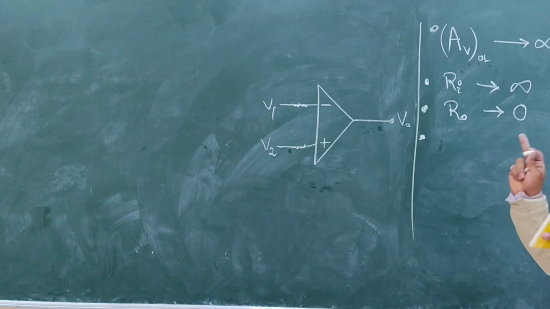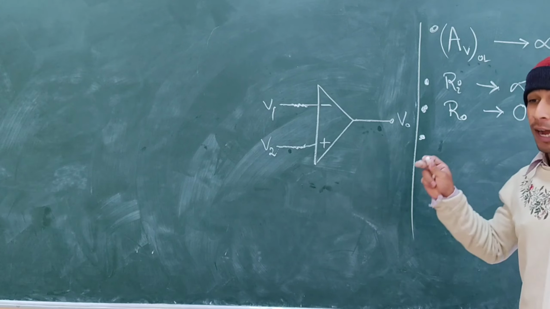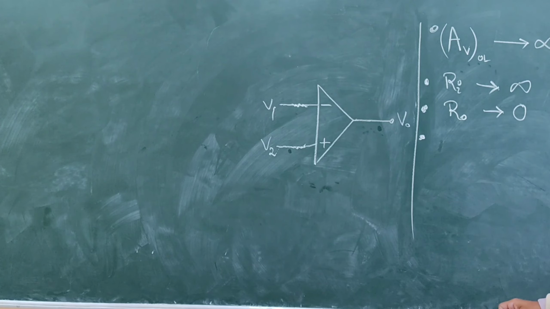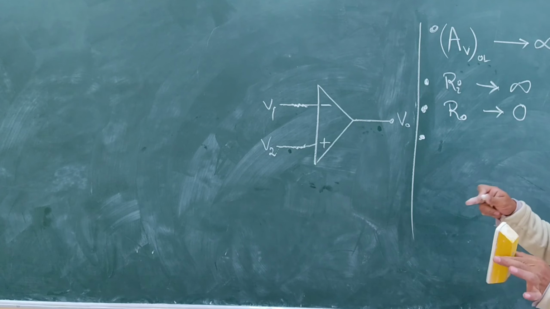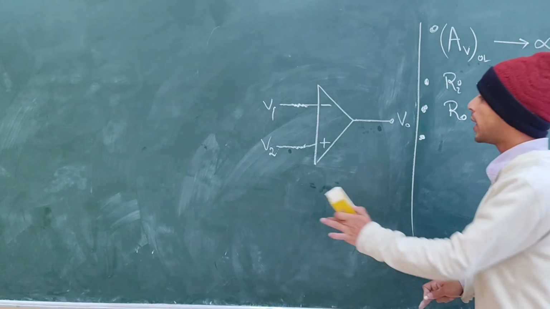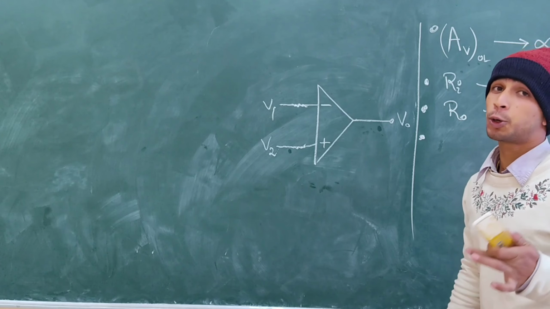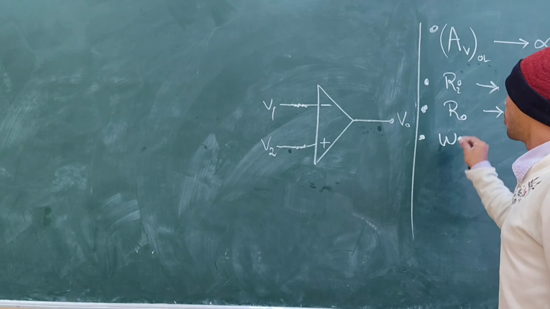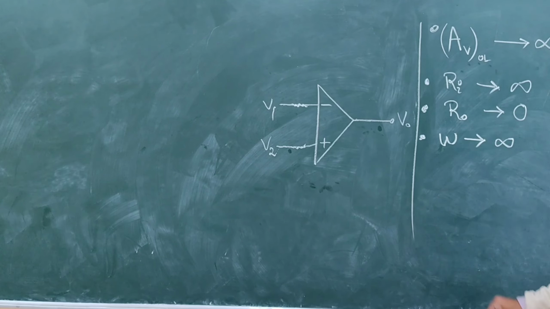The fourth characteristic of an ideal op-amp is about the bandwidth. The bandwidth of an ideal op-amp is very large. That means it can respond to any frequency. You understand that whichever frequency is coming to an ideal op-amp, it's capable to respond to that frequency. So this is represented by omega, meaning bandwidth, which tends to infinity.